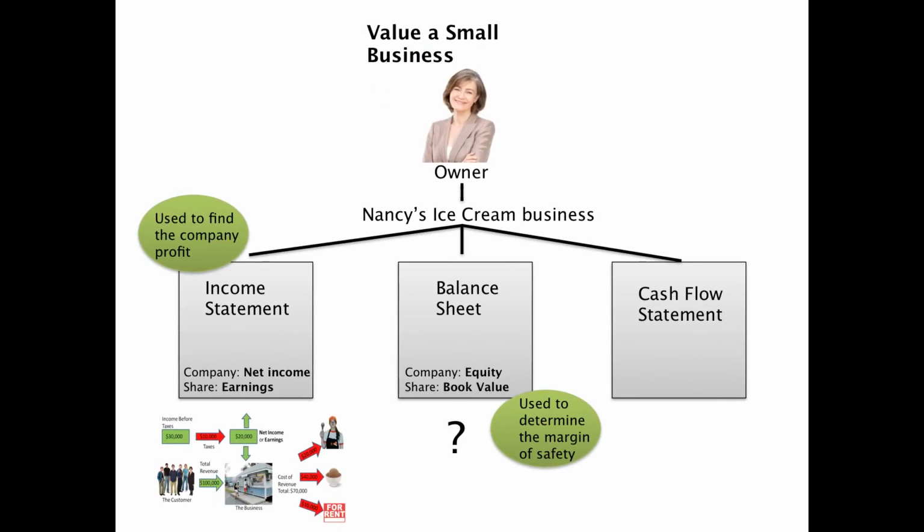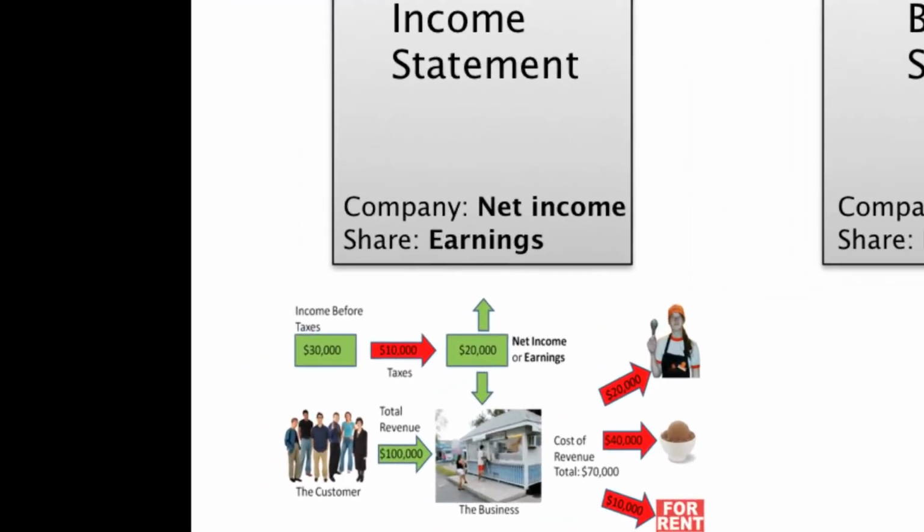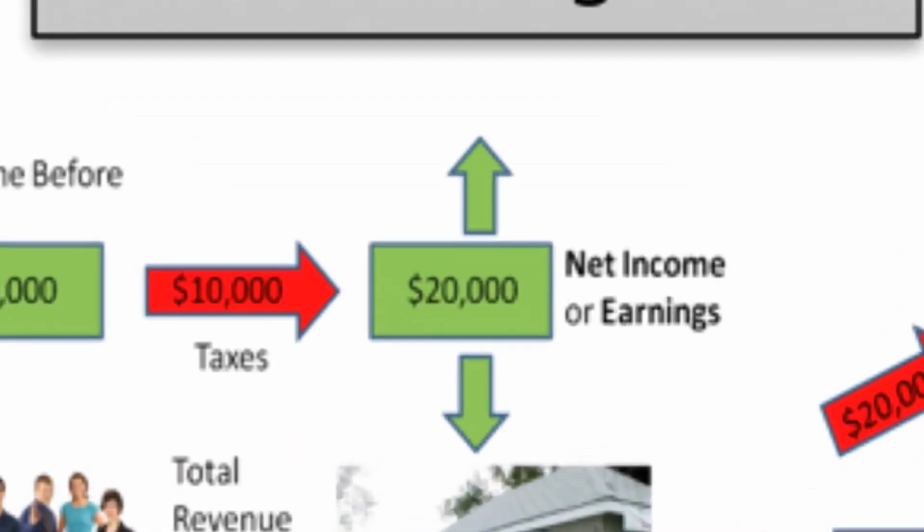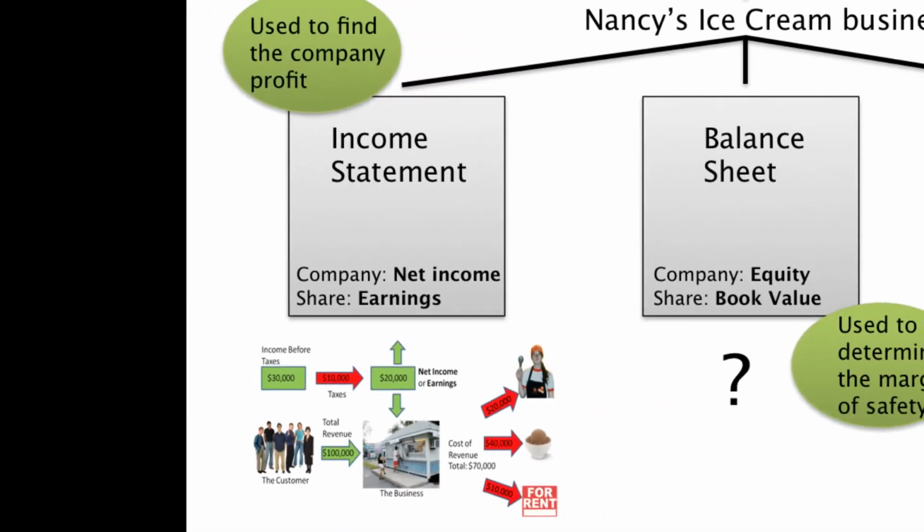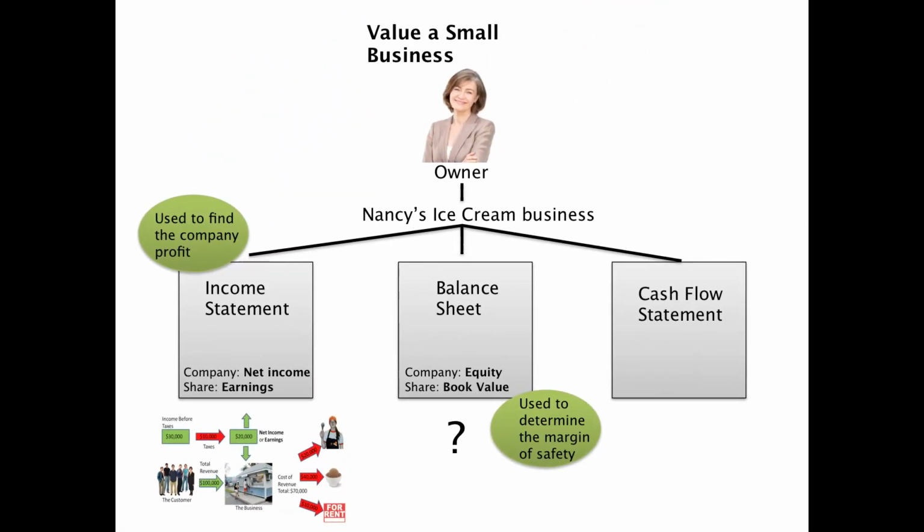So for Nancy's business, she has an income statement. Now, if you look below the income statement, you see the little model that we used from Lesson 2, because that's what we were doing. We were figuring out essentially what her income statement was. At the top of that income statement is the total revenue, and the bottom line figure at the bottom of that document is the net income. So we pretty much already understand the income statement, and that's used to find what the company's profit is going to be.